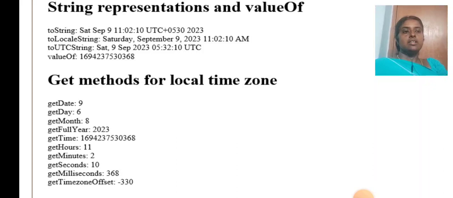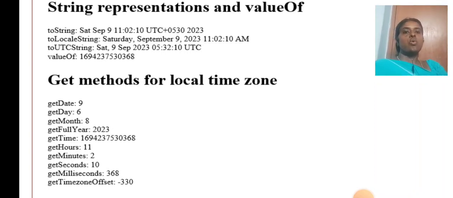Next, getMonth is 8. I executed this program in September, so the value of the month is 8 in my system. getFullYear, the year in which I executed, means 2023. So getFullYear will return you the 4 digits of the year. getTime, the time from the clock setup till date will be returned as milliseconds. getHours, at which time I executed, in the local string you can see 11:02:10 am. So the hour is 11 in the previous second line of the output, minutes is 2, seconds is 10, milliseconds is 368. You can see at the end of the value, that is 368, the current millisecond.